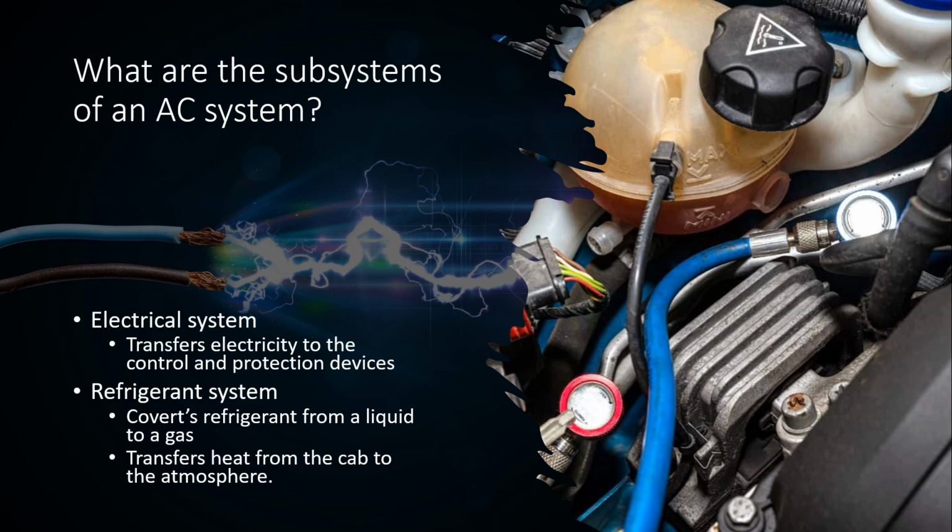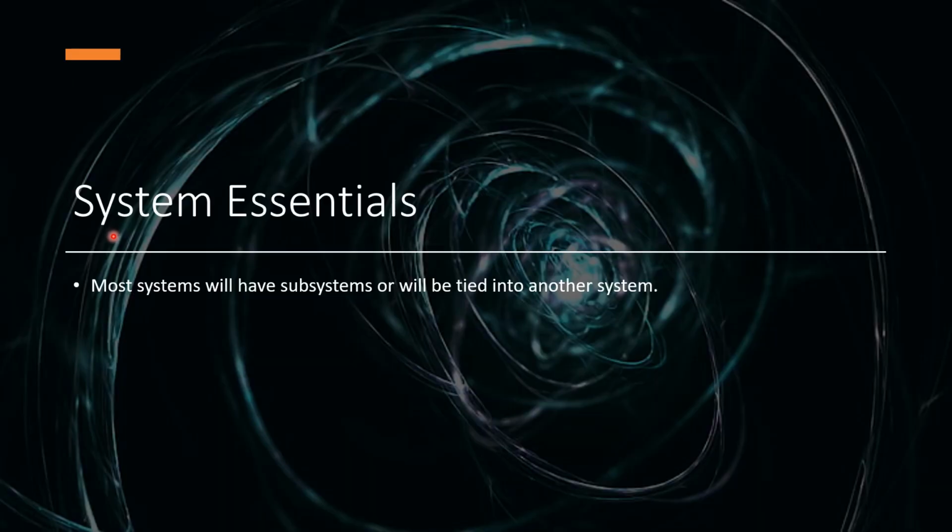Now, before we move forward, I want to talk about some system essentials. These are things that are going to be required for any system to function and work correctly. The first thing I want to discuss about systems is that most systems will have a subsystem or will be tied into another system. For example, this AC system has two subsystems that we just discussed. But the engine also has a cooling system where the coolant flows through the system, and it's also going to have an electrical system that sends signals to the engine control module to let it know, like, hey, my coolant's too low.